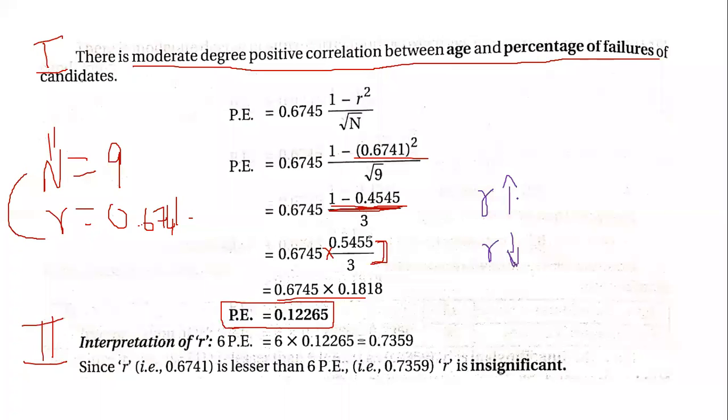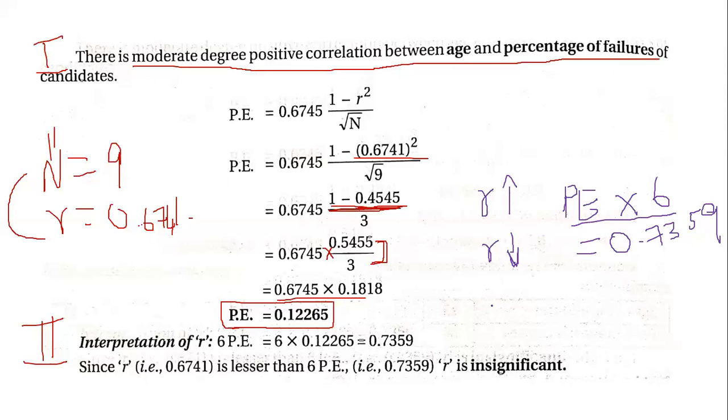Now, what do we compare to? Very easy. You have PE already. So PE value into 6. Multiply PE, that is 0.12265 into 6. So how much are we getting? 0.7359. So this is the value we get when we multiply probable error into 6.